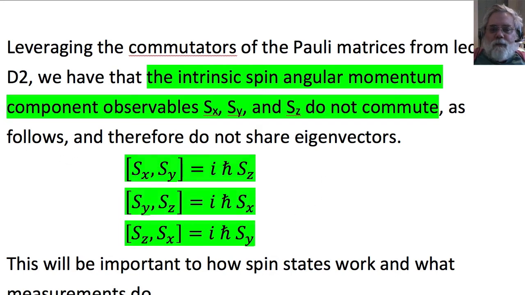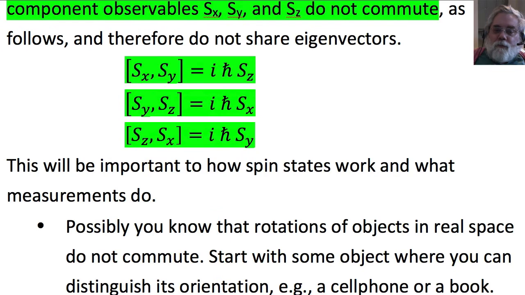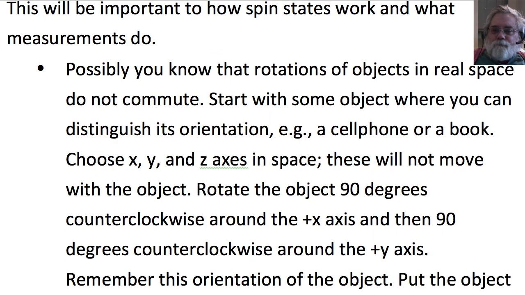Since the component observables do not commute, they do not share eigenvectors. Well, if you look back, you'll see that yeah, the eigenvectors for Sx were different than the eigenvectors for Sy, which were different than the eigenvectors for Sz. Now, this is going to be important to how spin states work and what measurements do. We'll see that later.